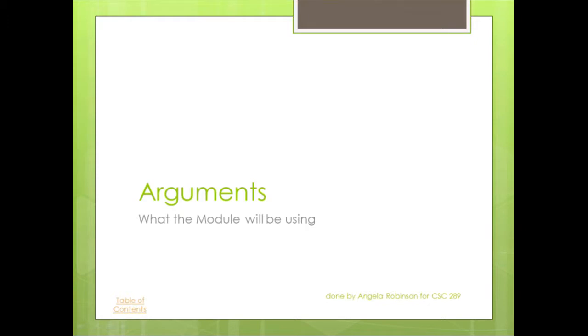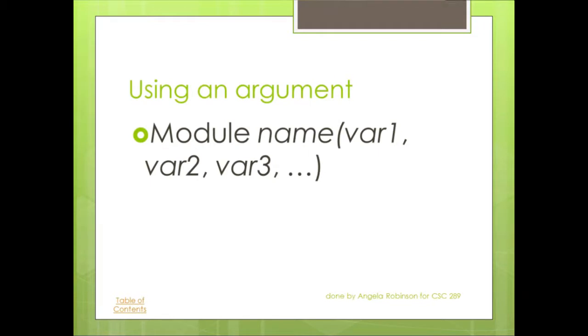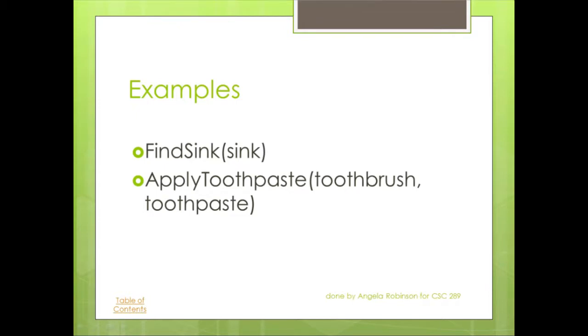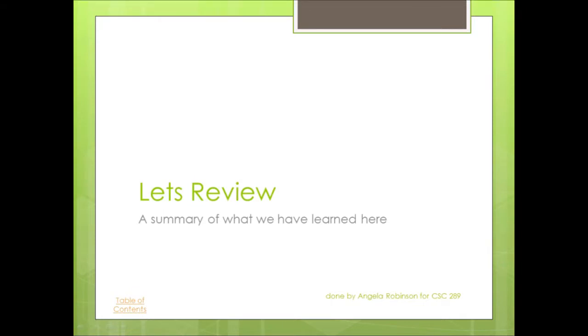Arguments are used when you call a module, and you only use them if the module has parameters in its heading. Arguments can be anything, as long as they match the data type of the parameter in which its position corresponds with. They can be literal strings, real numbers, whole numbers, expressions, objects, or variables. Here, I show an example of calling the module FindSync, where I only need one argument, and Apply Toothpaste, where I need two arguments. Notice how I separate the arguments with commas, just like I did with the parameters when I defined them. Let's review what we have learned about in this video.